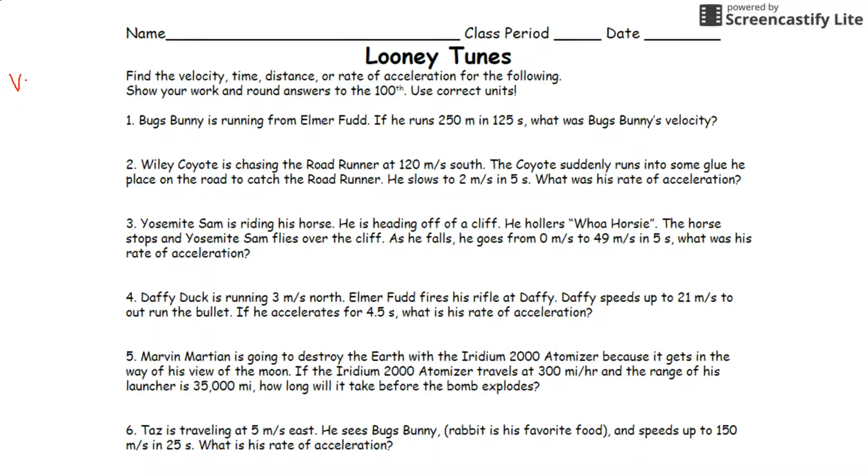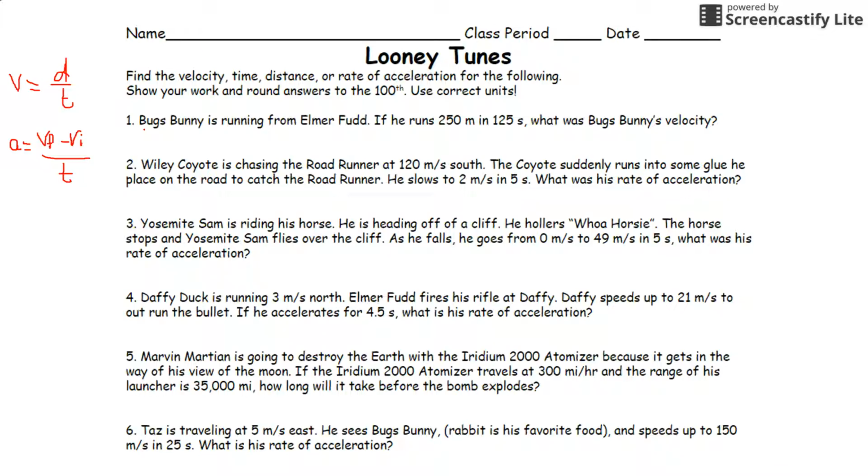Velocity, you guys should be pretty familiar with. Velocity is distance over time. Acceleration is a change in velocity, and so acceleration is going to be the final velocity minus the initial velocity, so the velocity something ends at minus the velocity it starts at, divided by time. Okay, so if we want to find velocity, we'll use this one. If we want to find acceleration, we will use this one.